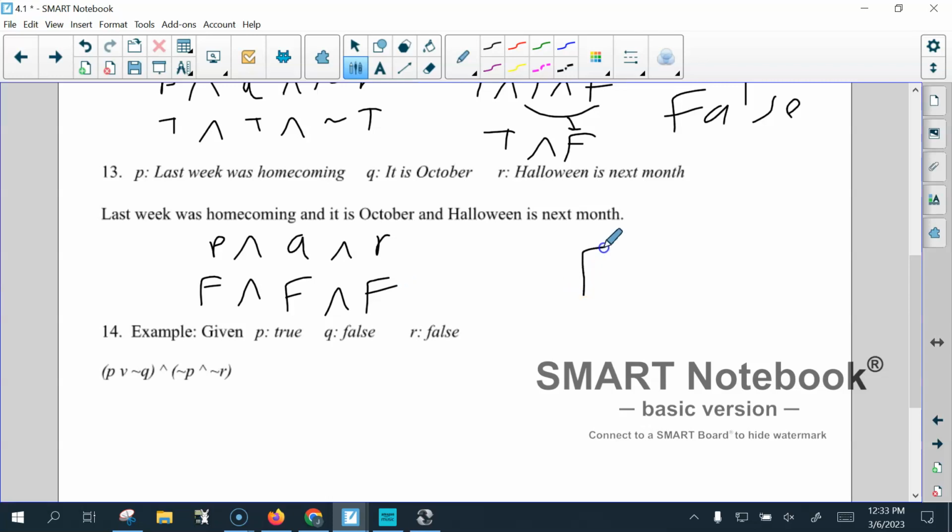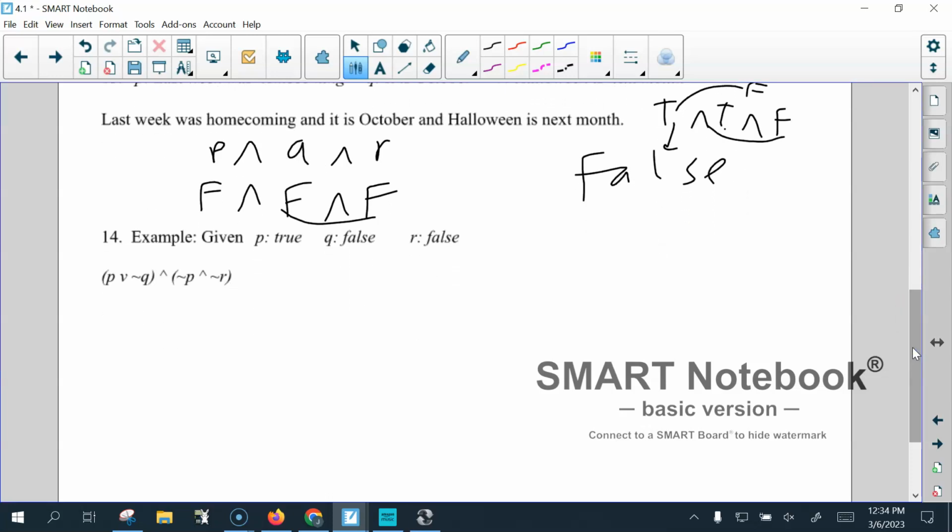Since we're dealing with a bunch of ands, we can save the time and see that this is definitely going to end up being a falsehood. Because if we break this one down to be false, then that would be false, and we can just save time. Now, you don't have to write this down, but real quickly, if this was first semester when we were doing this class instead of second semester, then last week was homecoming would be true, and it is October, and Halloween is next month. Well, that's false because if it's October, Halloween is not next month. Thanksgiving would be next month. So this would lead to a false, which then still those two would still lead to false. So it ends up being false regardless, just you get there in different ways.